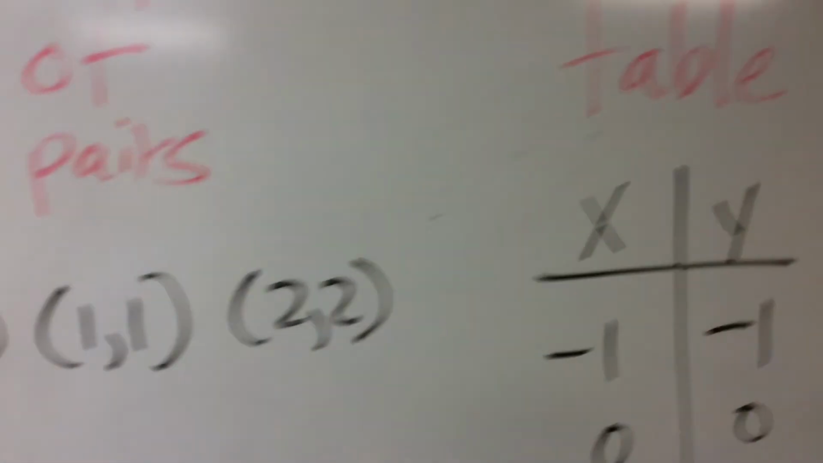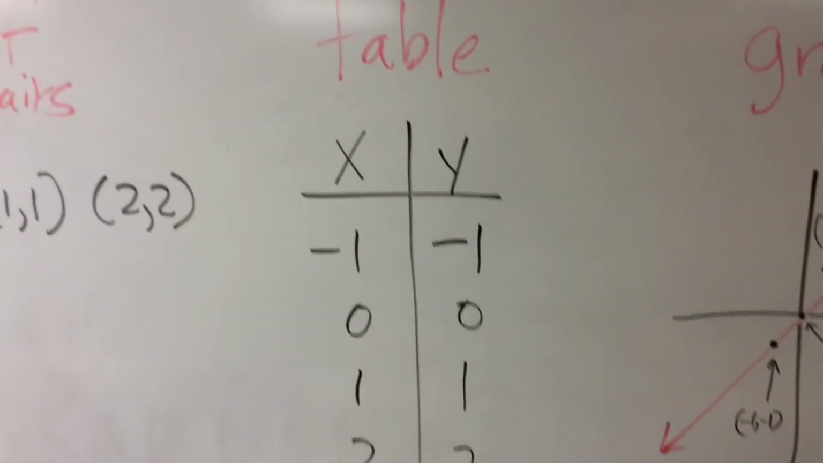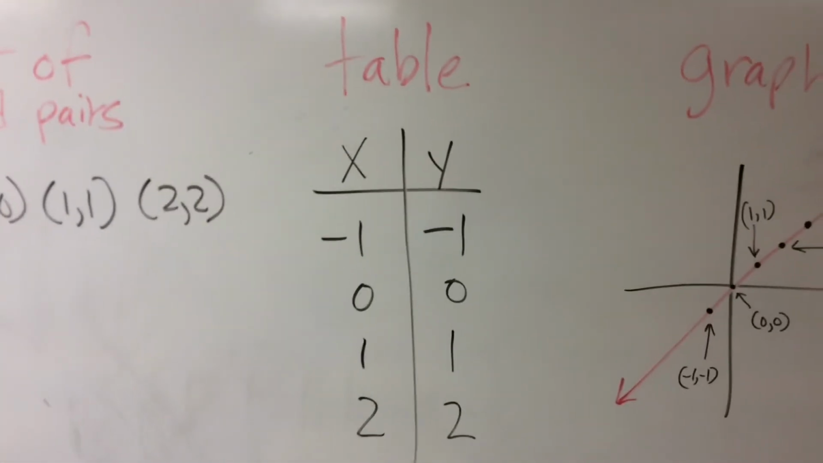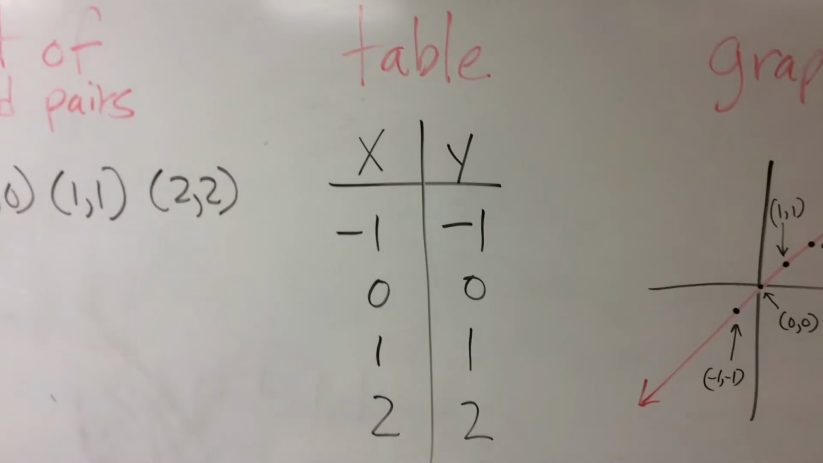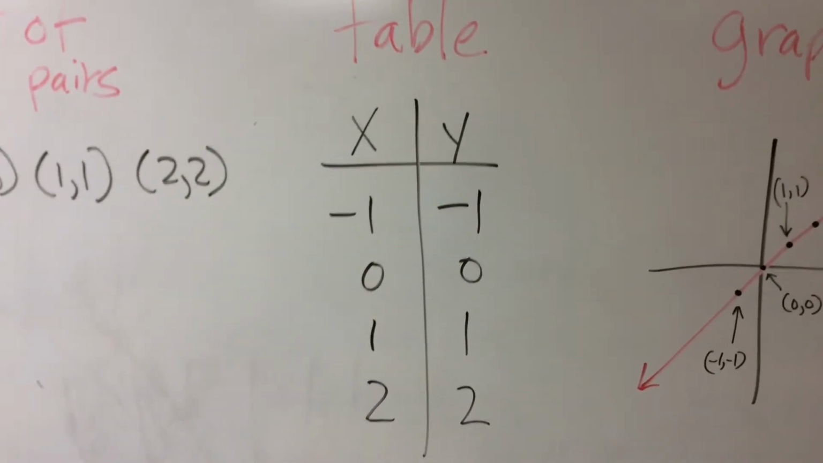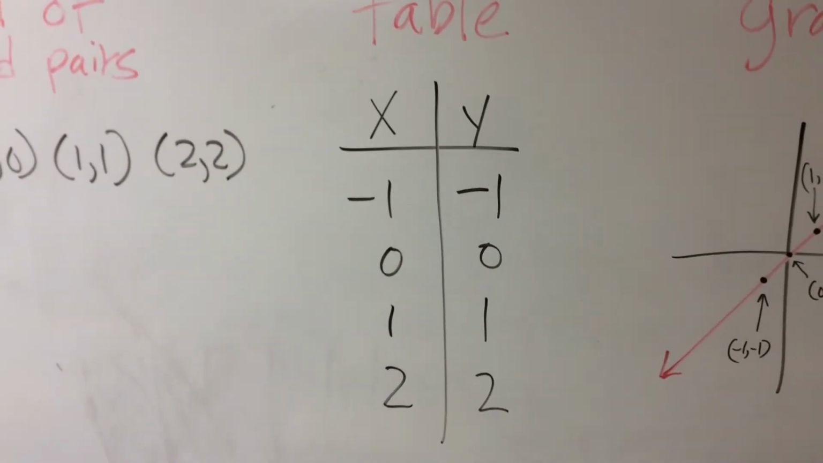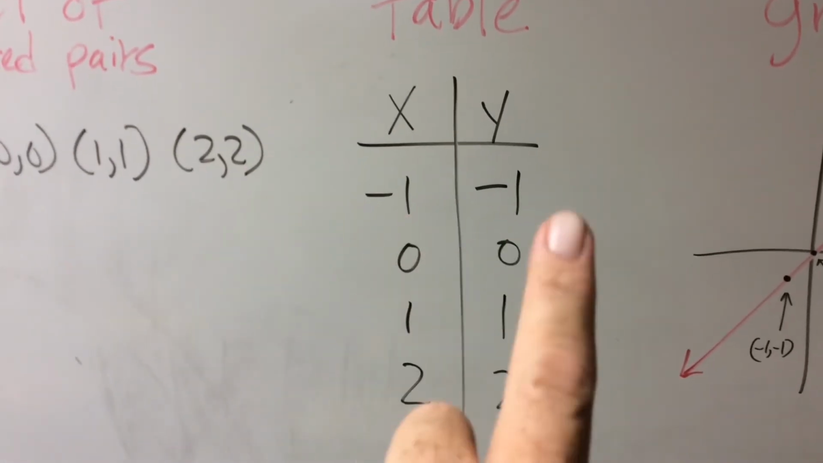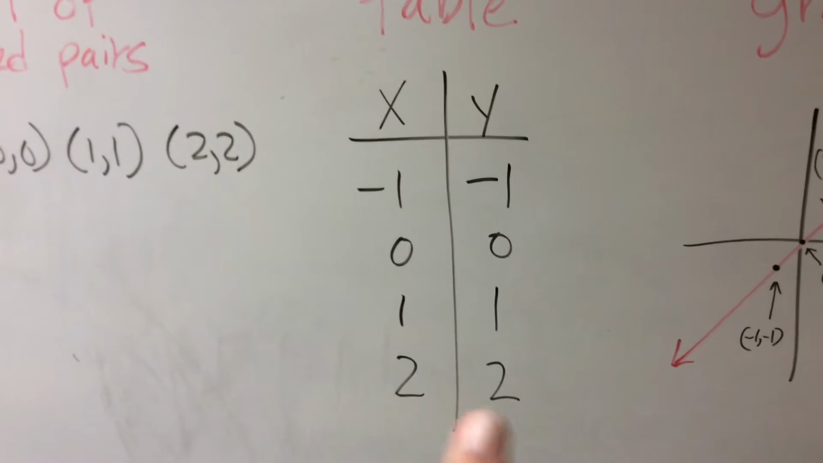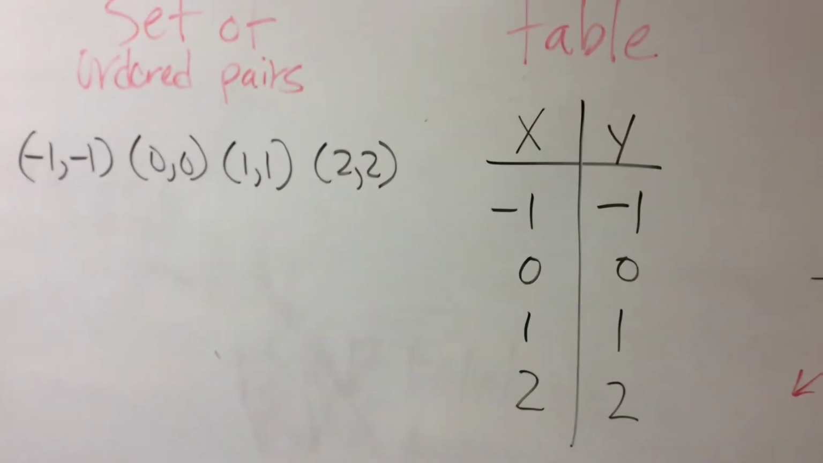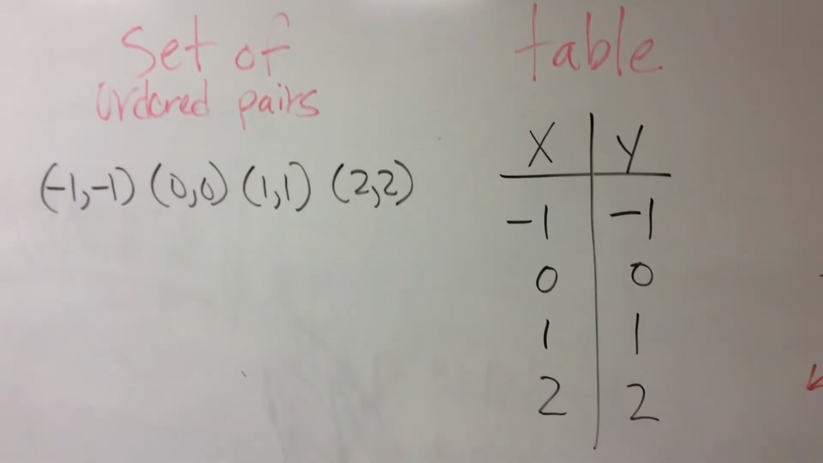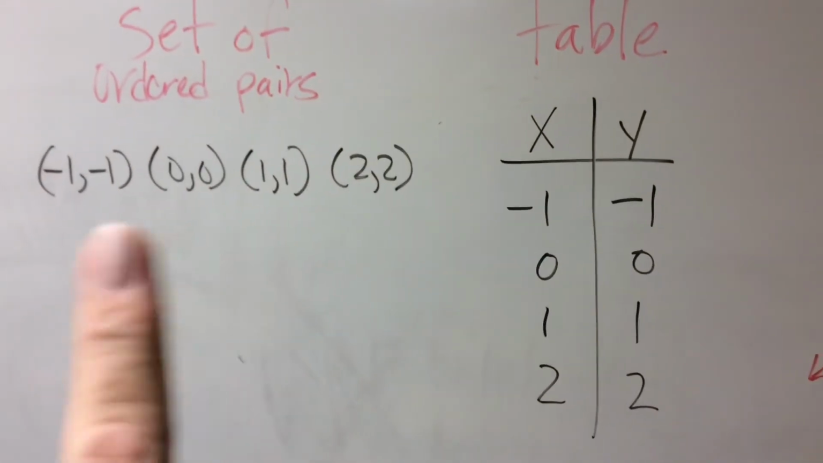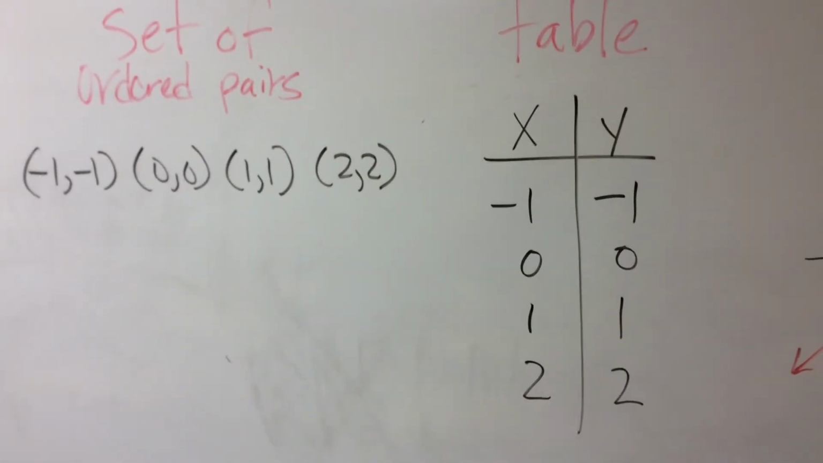A third way that we represent things is with a table. Again, it shows that x is related to y somehow. And it shows which ones are related because they're right across from each other. When x is negative 1, y is negative 1. When x is 2, y is 2, just like it was with the set of ordered pairs. This information here is the same as this.